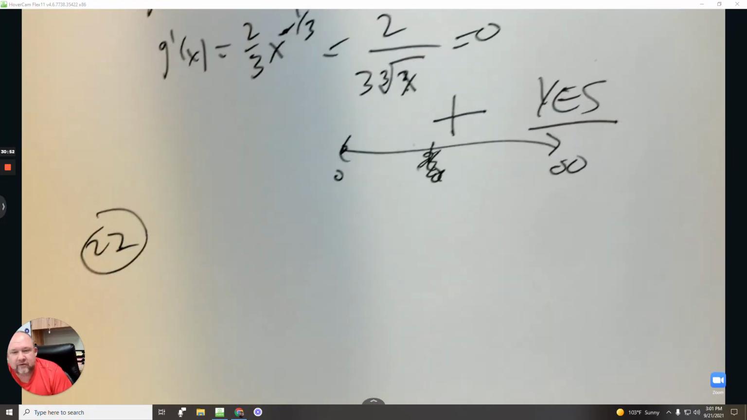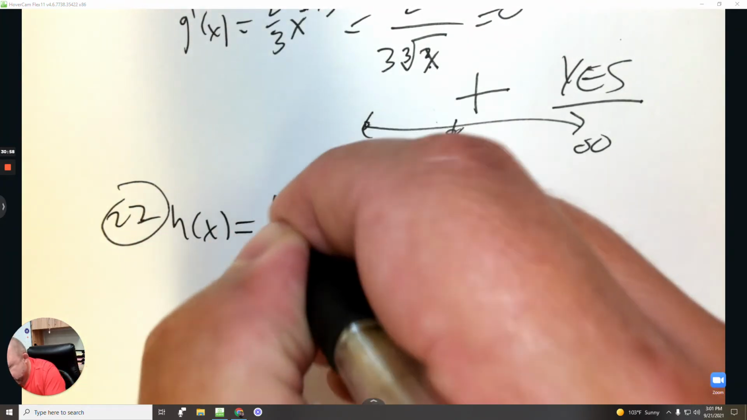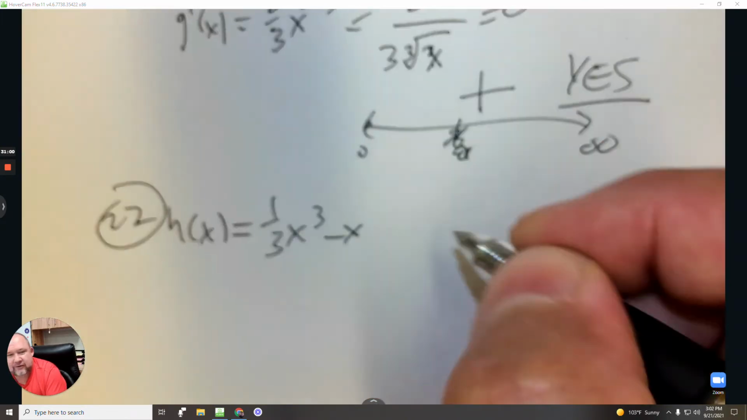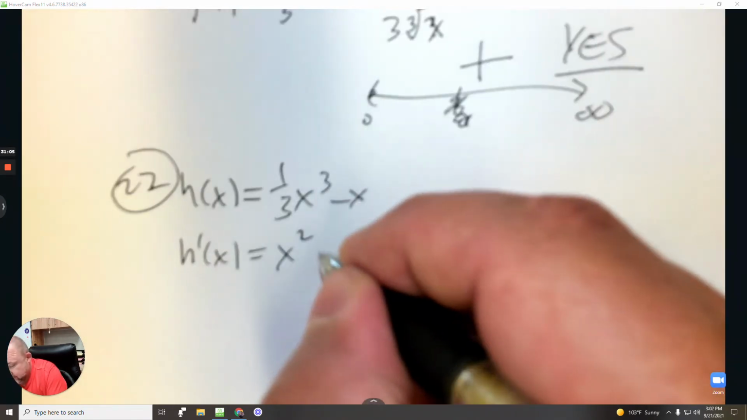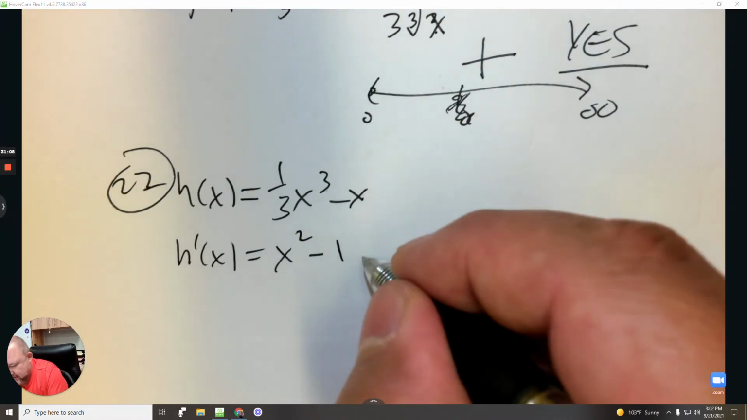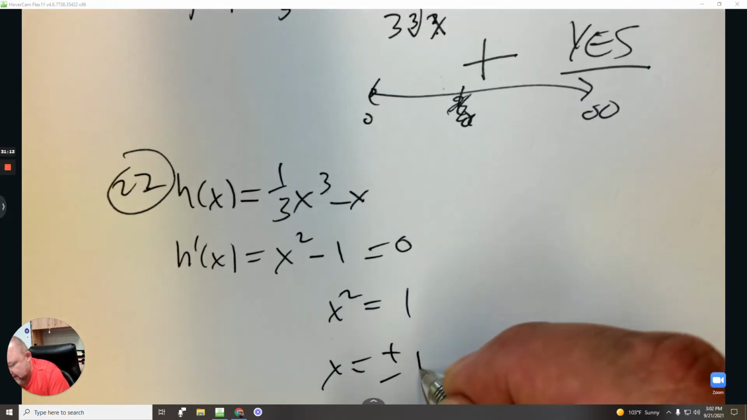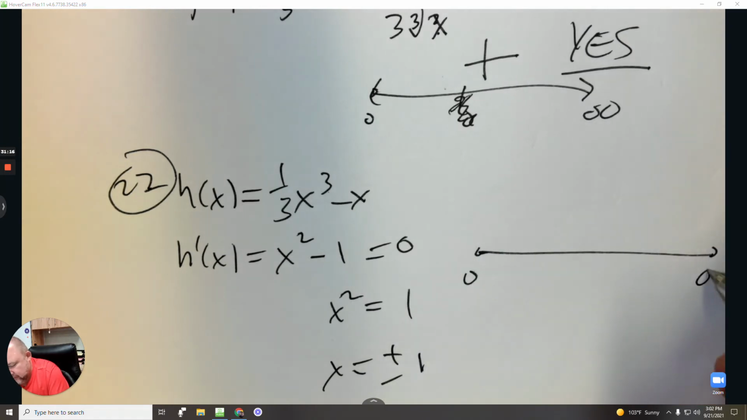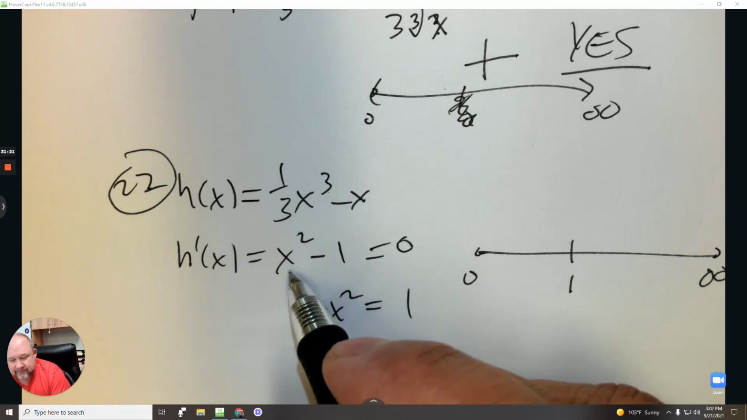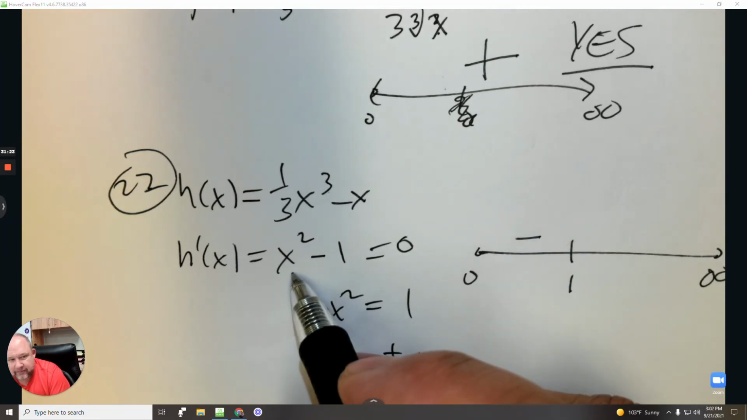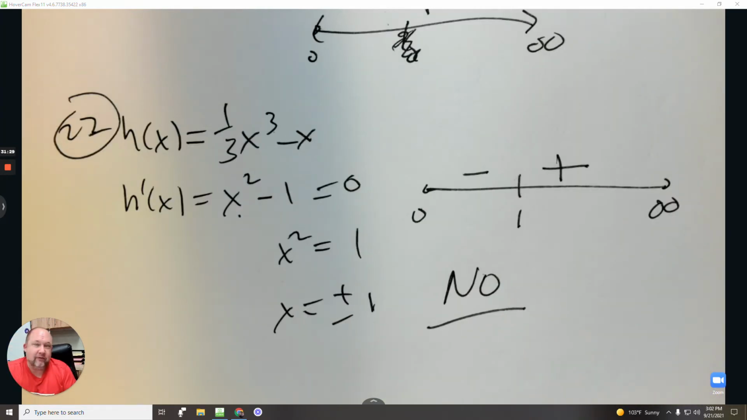22. It doesn't change signs from 0 to infinity. Assuming this one's going to change, we'll see. So the derivative, 3 times the third is 1. Subtract 1 from the exponent, minus 1. So when I solve this, I get the answer positive and negative 1. But I'm only looking from 0 to infinity, so I'm just going to use positive 1. If I plug in a half, I get a negative answer. If I plug in a number bigger than 1, I get a positive answer. So this answer is no. It is not monotonic because the signs change.